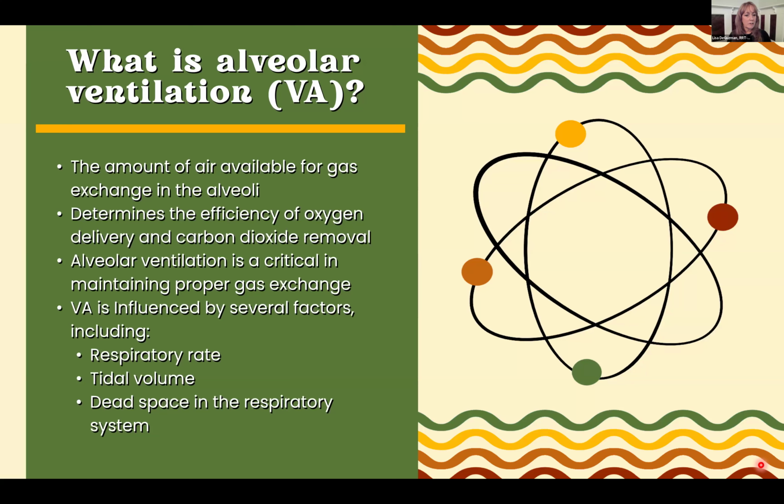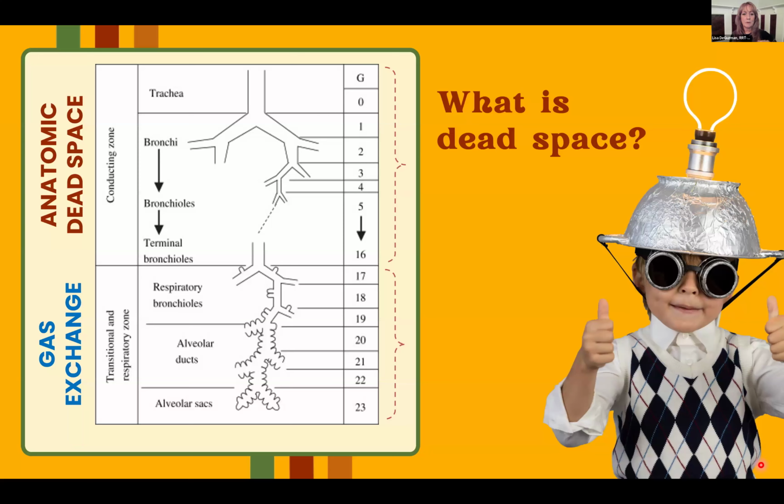Alveolar ventilation is influenced by several factors. This can be your respiratory rate; if it's too high or too low, it's going to change it. Your tidal volume, if that is too high or too low, can change it. And then dead space in the respiratory system. We're going to talk about dead space in a minute too. And here, what is dead space?